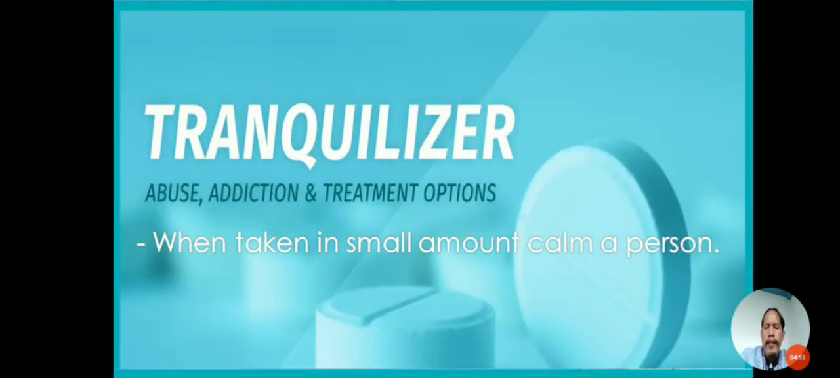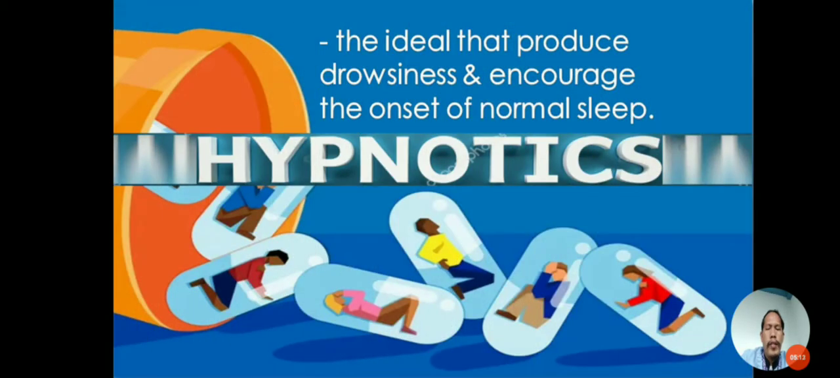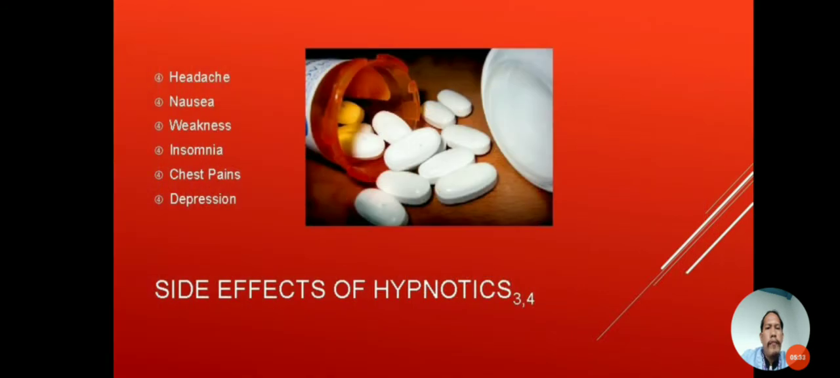Next is the tranquilizer, one of the depressants. When taken in small amounts, it calms a person. Next are the barbiturates, sometimes given to people with sleeping trouble to make them relax. Also included among the depressants are the hypnotics. These produce drowsiness and encourage the onset of normal sleep. How are they taken? Depressants may be injected, swallowed, or drunk. Some of the side effects of hypnotics are headache, nausea, weakness, insomnia, chest pains, and depression.